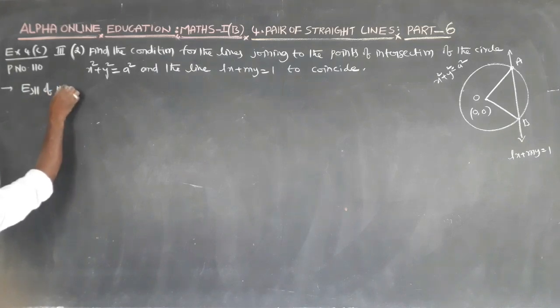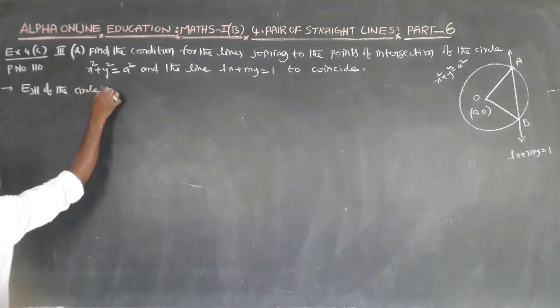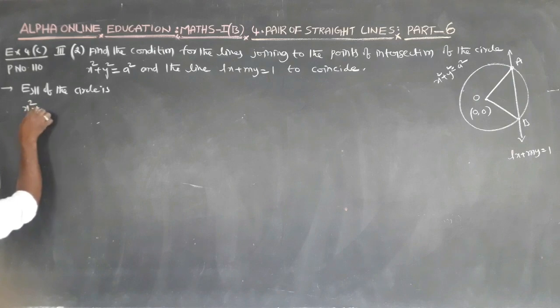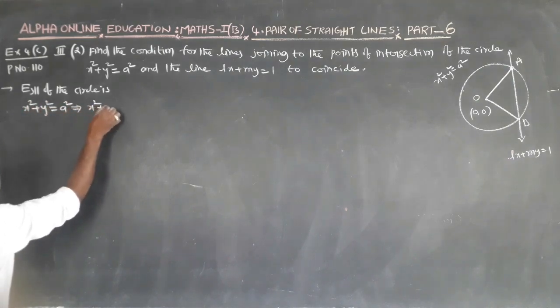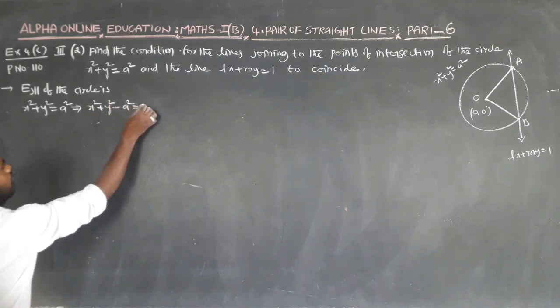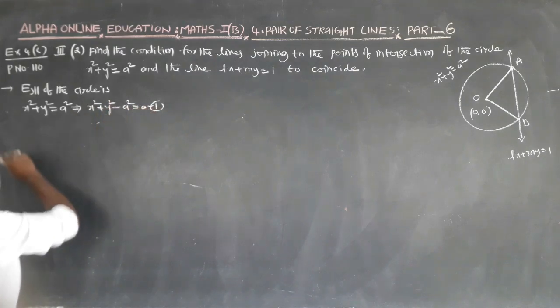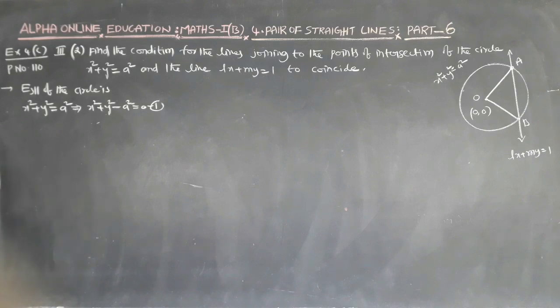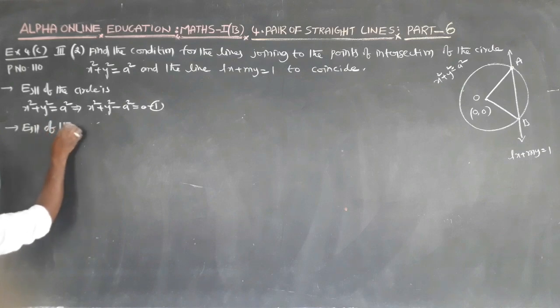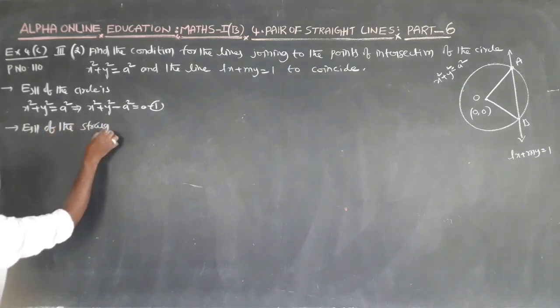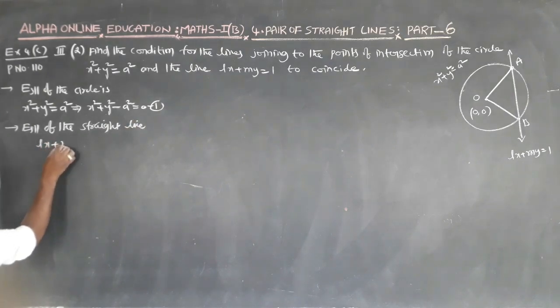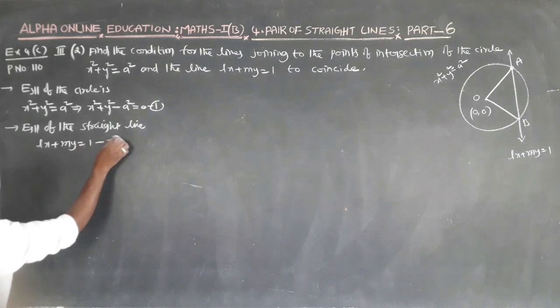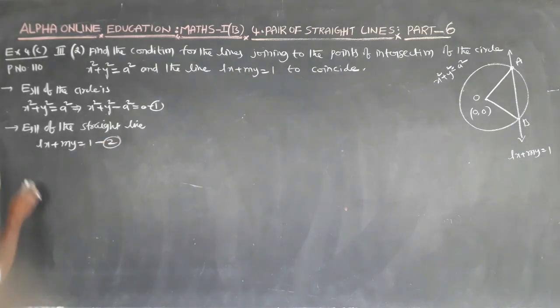Equation of the circle is x square plus y square equal to a square, means x square plus y square minus a square equal to 0. Next one is equation of the straight line. Equation of the straight line: lx plus my is equal to 1.